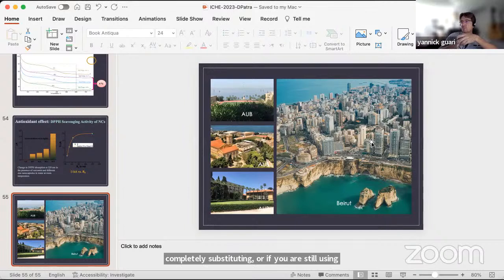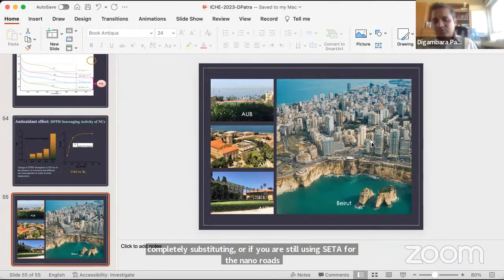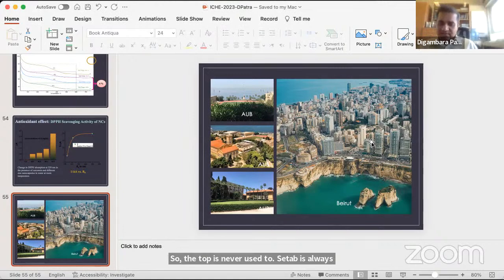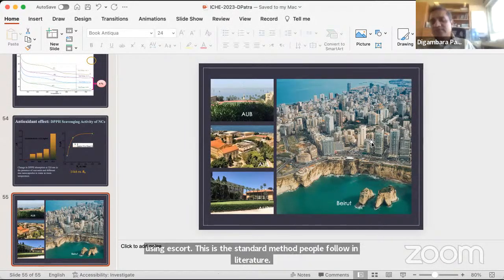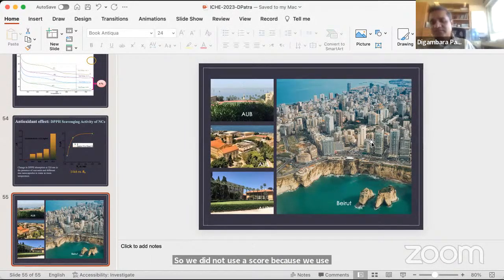CTAB is never used to prepare them. CTAB is always a conjugating agent in that case. The reducing agent was sodium borohydride. So we take the seed method. First a nanoparticle is prepared using sodium borohydride or sodium citrate. Then these nanoparticles are grown to make nanorods using ascorbic acid. This is the standard method people follow in the literature. So we did not use ascorbic acid; we used curcumin to prepare the nanorods in the first part of my talk. That is the first project.